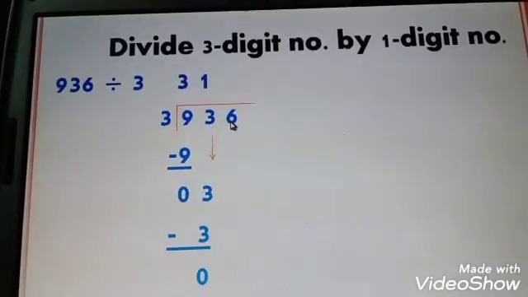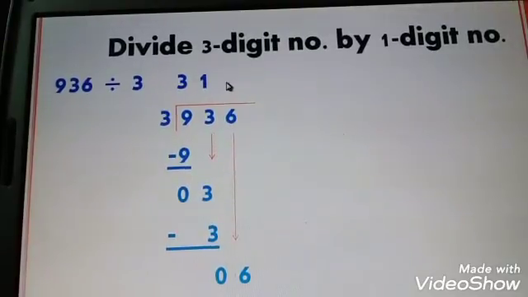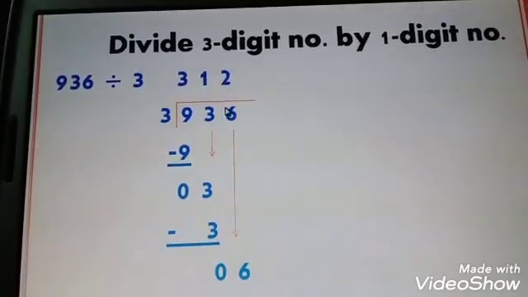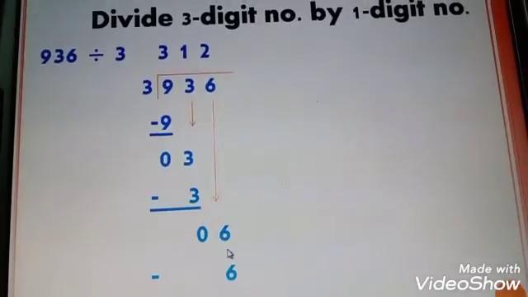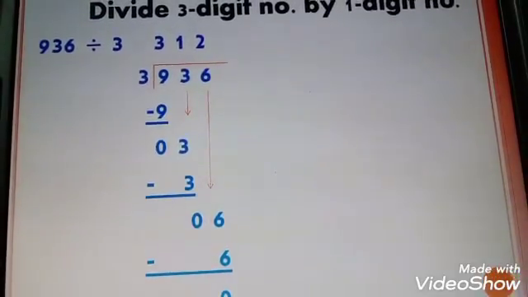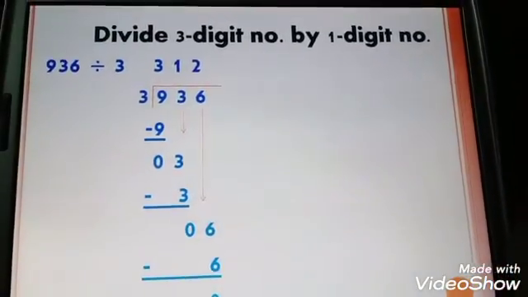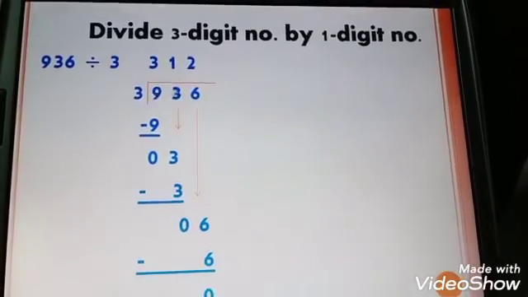Now borrow 6 down. One more number here. So you'll borrow this 6 with this 0. So now in the table of 3, 6 comes how many times? 2 times. So here we'll write 2. 3, 2 are 6, and down. Now subtract. 6 minus 6 is 0. So your answer is 312.